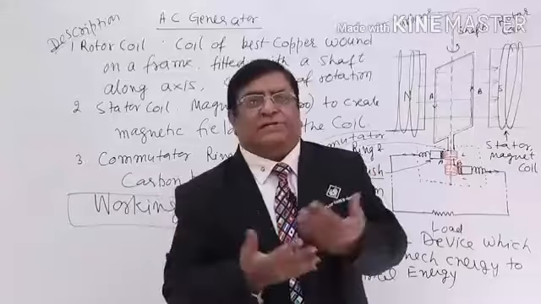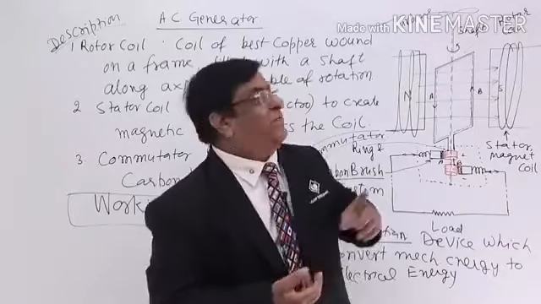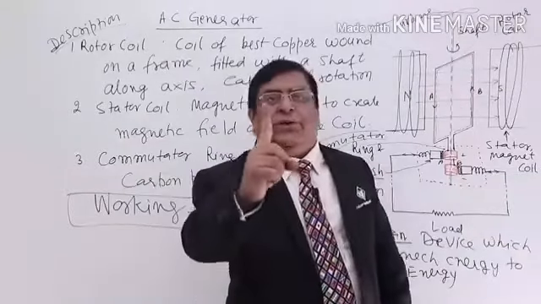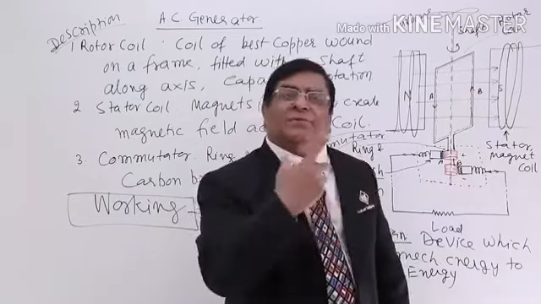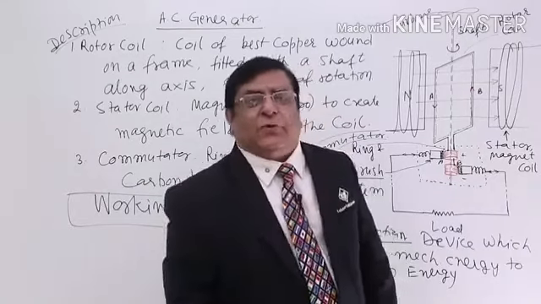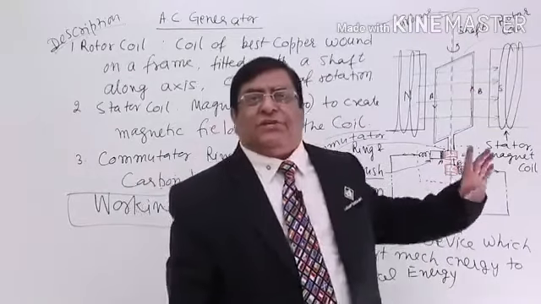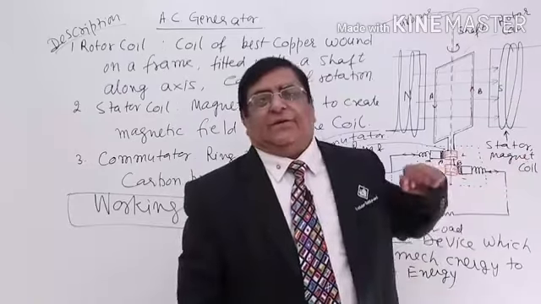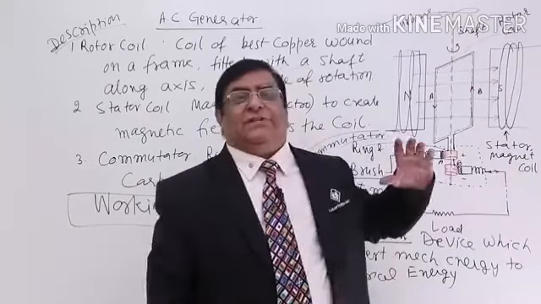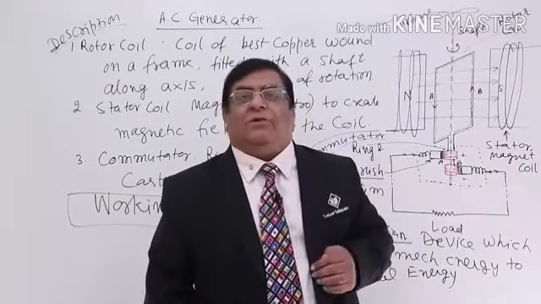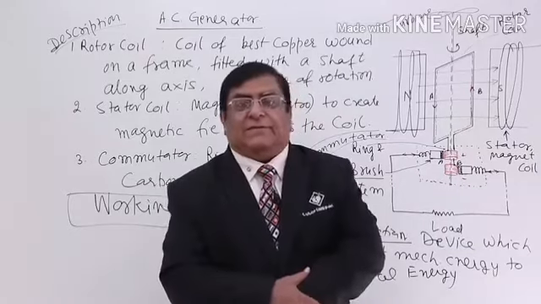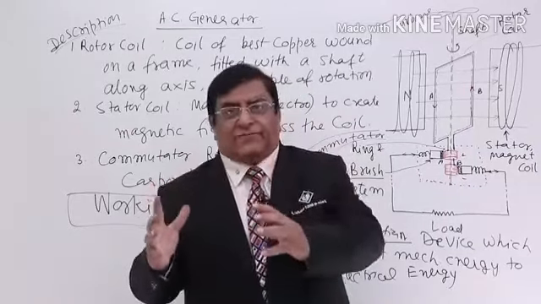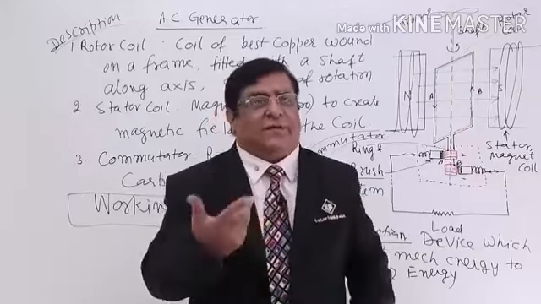If you want, you can write it: when this conductor is going back, there is one direction of current, when it is coming up, there is another direction of current. So the current is changing its direction. Now, when it is changing its direction, what will be the direction of the current at each instant? That we can show with a graph, and that graph we will study in the next lecture.